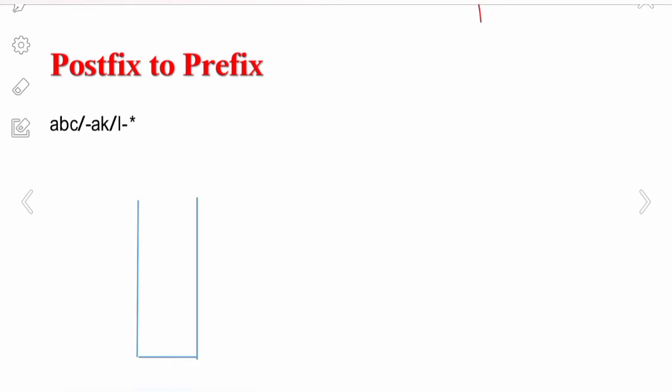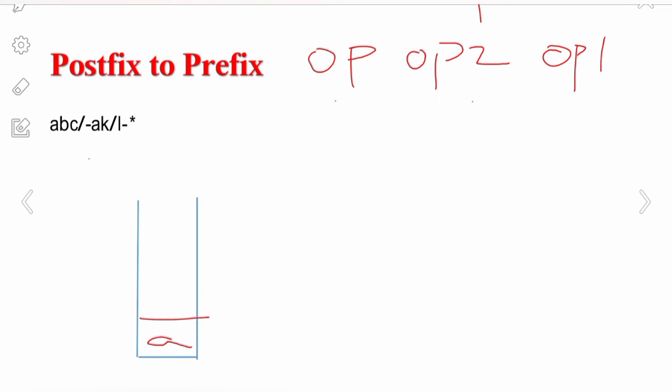So next one is conversion from postfix to prefix. In this conversion also we have a simple formula, that is the operator, operand 2 and operand 1. So now we will convert the given expression into prefix format. First we will insert the a value, and then b, and then c. So now division is inserted, that is pushed to the stack.